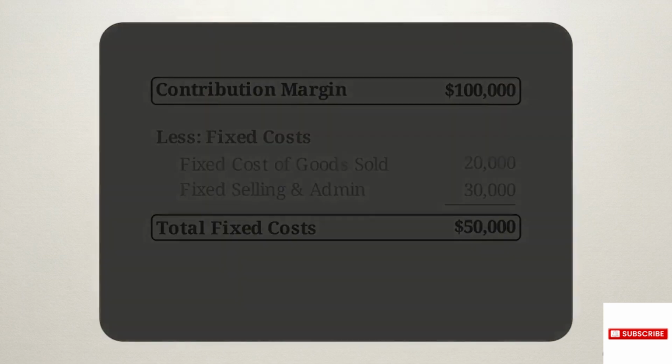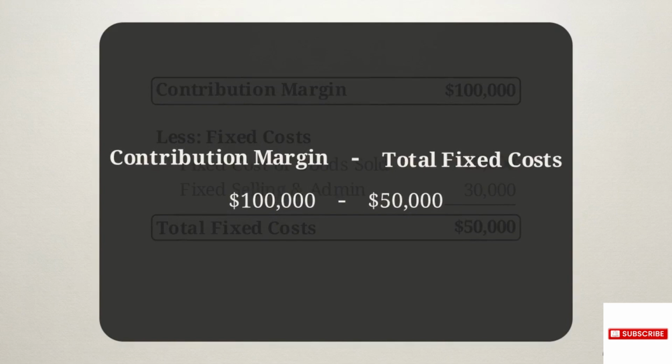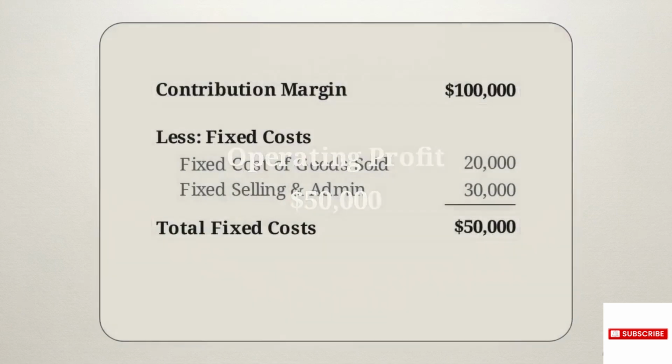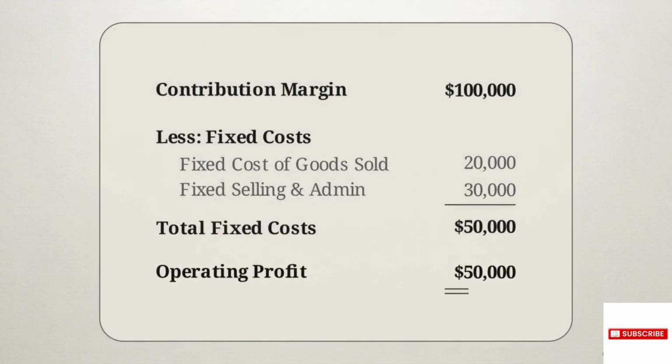We sum these static expenses to calculate our total fixed costs. We are ready for the final step to complete this report. We take the contribution margin and subtract total fixed costs. This final line gives us operating profit. A positive number means you are profitable. Below 0 is a loss.